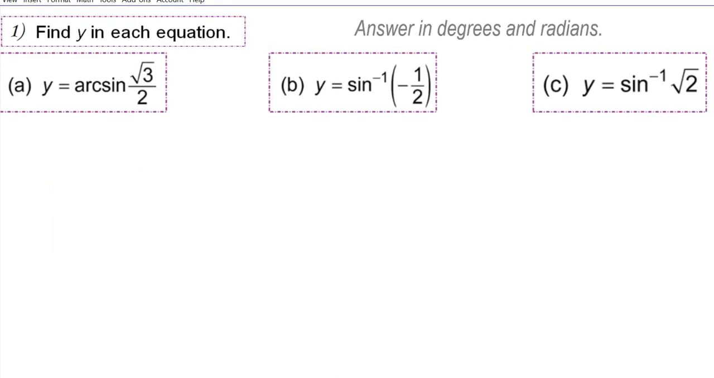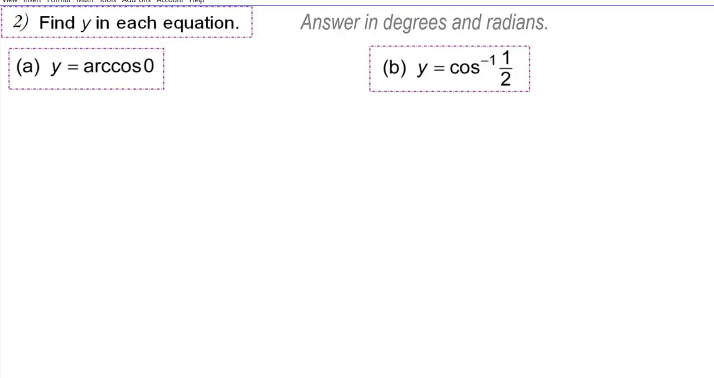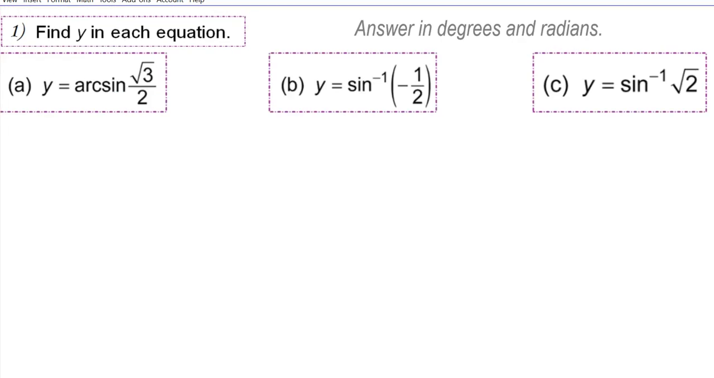Next, we're going to work through some examples. So, number 1 says find y in each equation, and in your book it's going to look like this as well, and they're going to ask you to find the answer in radians, and then in a future problem they're going to say find theta in each equation and ask you to find the degree measure. Well, I've decided let's just do both, so I've written these instructions, answer in degrees and radians. Okay, y equals arc sine of square root 3 over 2.